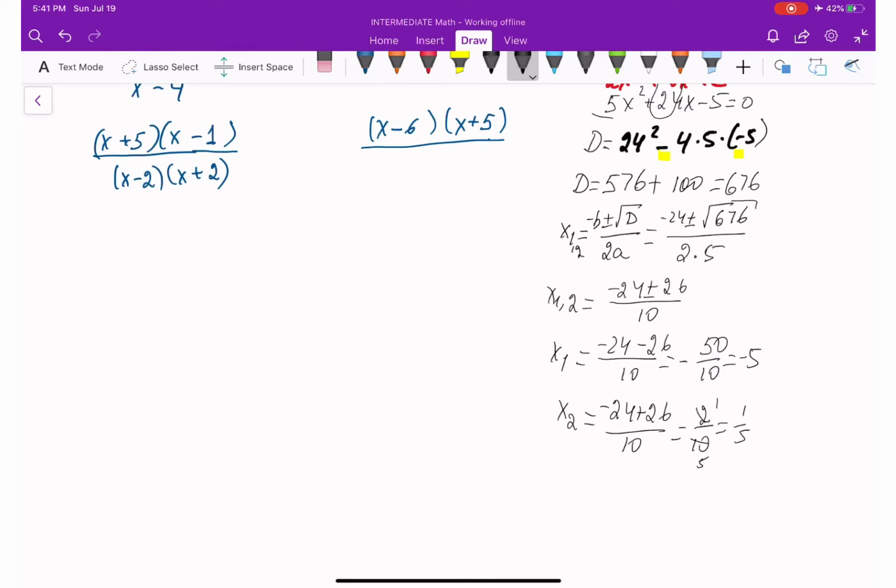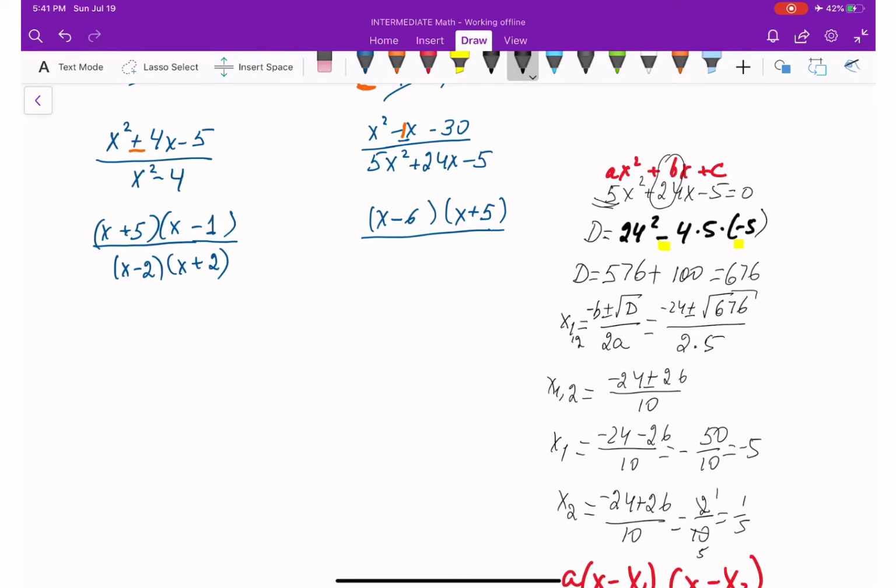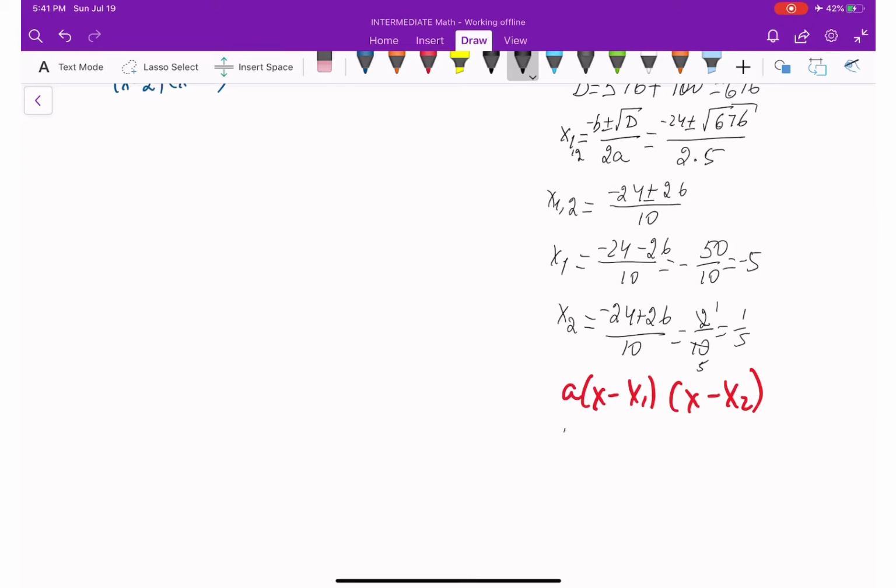based on the formula, I have to have a times (x minus x1)(x minus x2). Let's see. My a is how much? 5, right? Here it is, 5. So I'm writing down 5. And then first put this 1/5, minus x1, so it will be x minus 1 over 5. And then x minus, what is the second one, it is negative 5. So if I do minus negative 5, I will end up with plus 5, right?